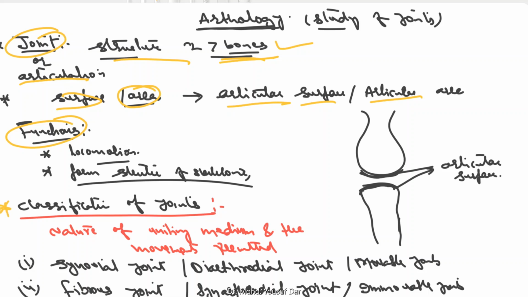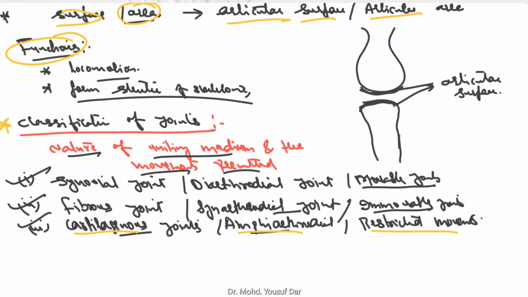Now coming to the classification, the joints have been classified on the basis of the nature of the uniting medium and the movements permitted. There are three types of joints. We have the synovial joint or diarthrodial joint, which is a movable joint. Then there are fibrous joints or synarthrodial joints, which are immovable. And then the cartilaginous joints, or amphiarthrodial joints. These joints have a restricted movement.